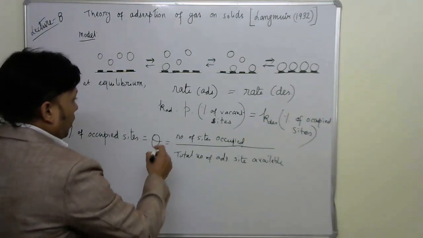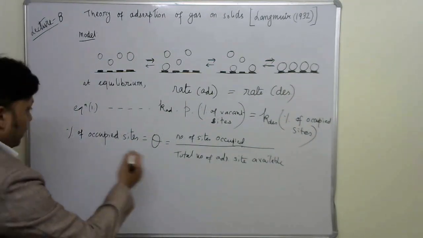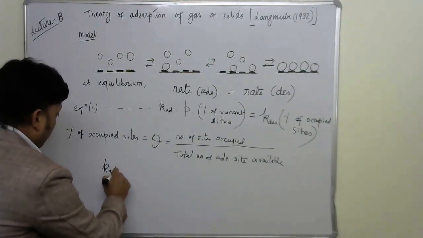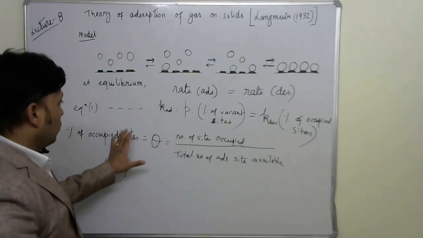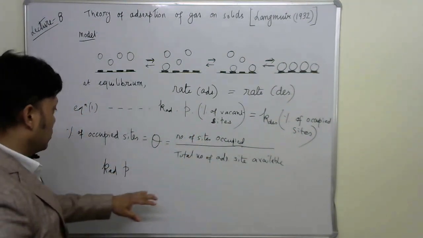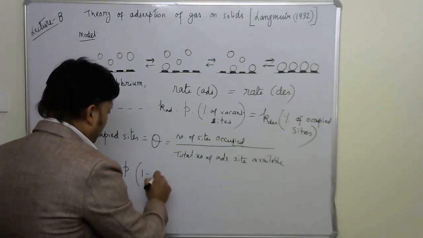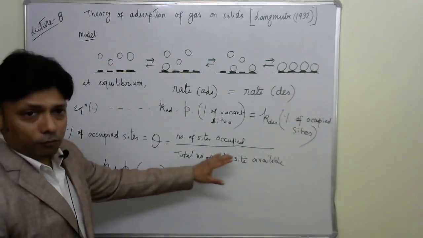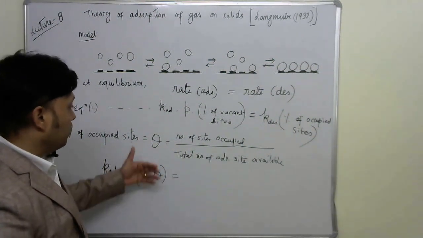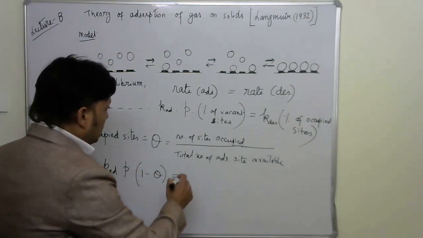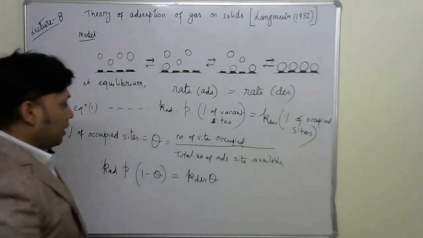Therefore, we can call it equation 1. So equation 1 then transforms into K adsorption multiplied by P multiplied by, here, now instead of the percentage of vacant sites, we have the fraction of vacant sites. The fraction of vacant sites will definitely be 1 minus theta, because whenever we talk about the fraction, 100% means the value of 1, representing the total occupancy. This is equal to K desorption, multiplied by theta.